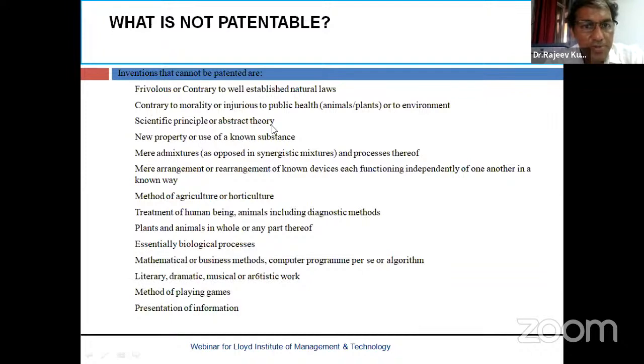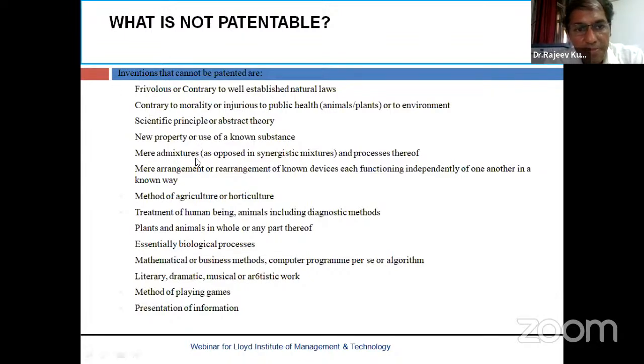Scientific principles, abstract theories, and new property or use of known substance. For example, if you say that paracetamol also has anti-cancer property, so that is not patentable, because paracetamol is a known compound, its structure is known, but you have discovered another property of paracetamol, so it is not going to be patentable.